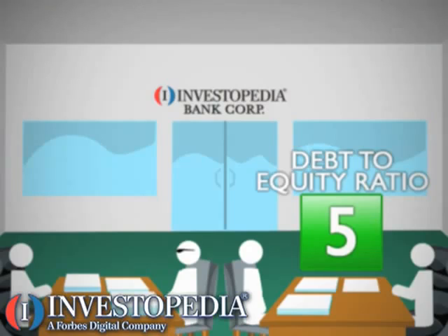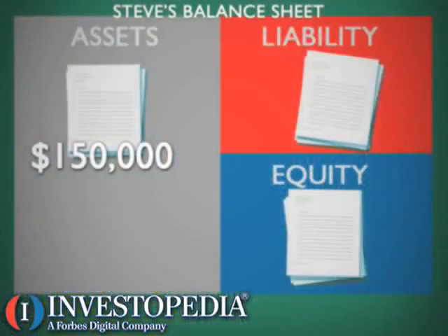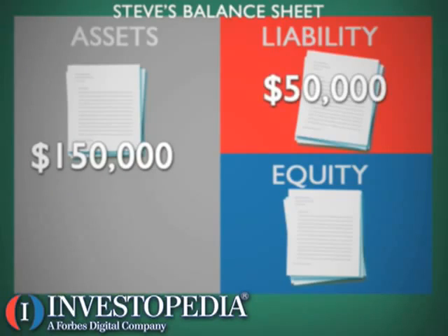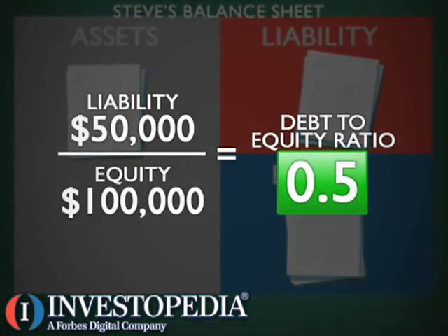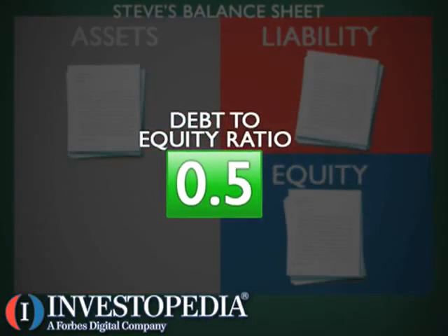Super Steve and his loan officer do the same thing. After reviewing Steve's balance sheet, they note that Super Steve has assets of $150,000, liabilities of $50,000, and equity of $100,000, leaving his debt-to-equity ratio at 0.5.